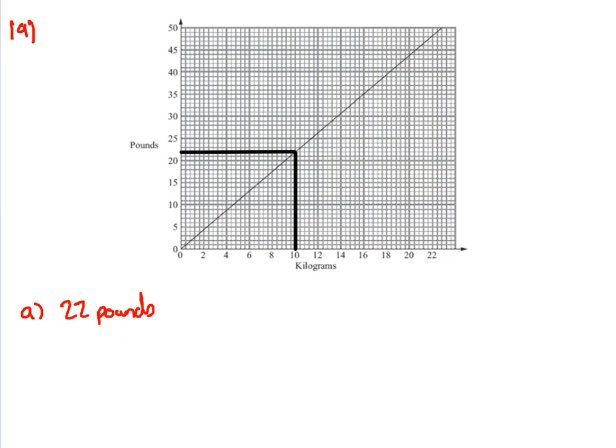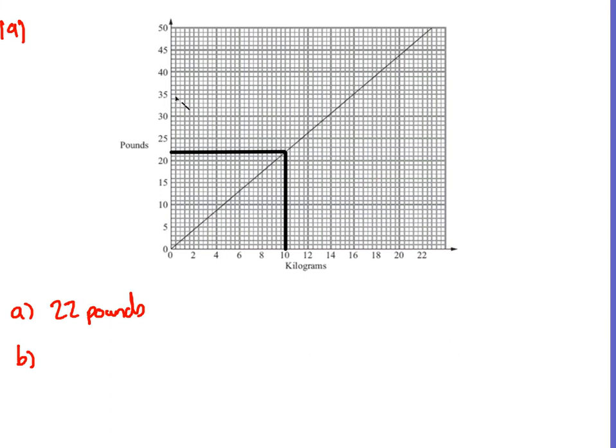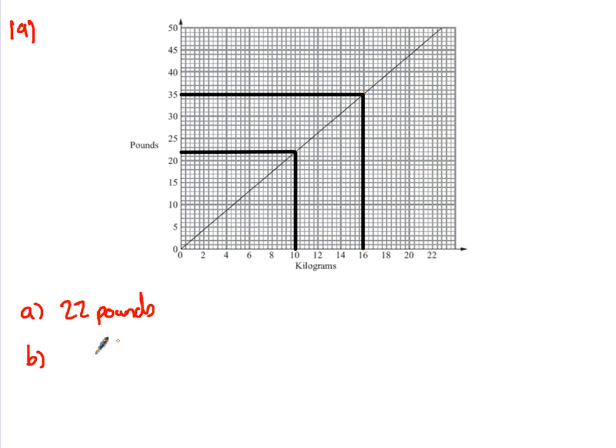We've then got B. Use the graph to change 35 pounds into kilograms. So again, this time we're going at 35 pounds. So 35 pounds is here. We go across at 35, making sure we're hitting it nicely. And then when we hit it, we go directly downwards. So that will then give us 16 kilograms.